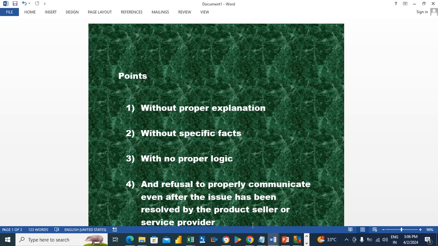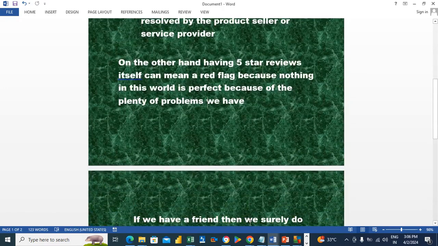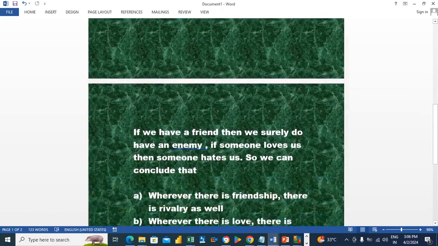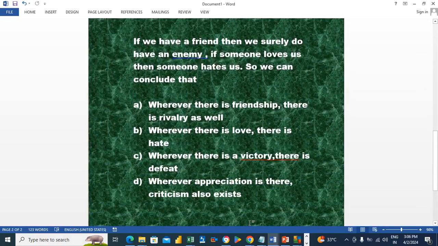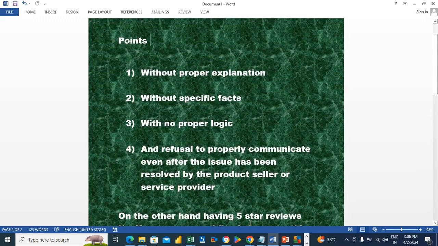Okay? No matter how great a person has been, he or she had enemies, has enemies, and will have enemies. So that's why I've written this. Wherever there is friendship, there is rivalry as well. Wherever there is love, there is hate. Wherever there is victory, there is defeat. Wherever appreciation is there, criticism also exists. I think it has to be there, and that's perfectly fine.